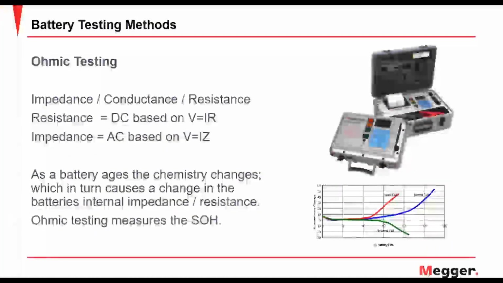Another test we have is ohmic testing, where we basically measure the impedance, resistance, or conductance of the internal cell. As I mentioned earlier, when the battery ages, the chemistry in the battery changes, and ohmic testing can see that for you. Ohmic testing injects current through the battery and then looks at the voltage drop on the battery. So it's a very beneficial test, and there are some points I'm going to talk about later on.